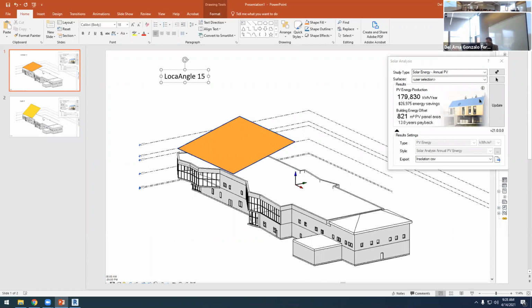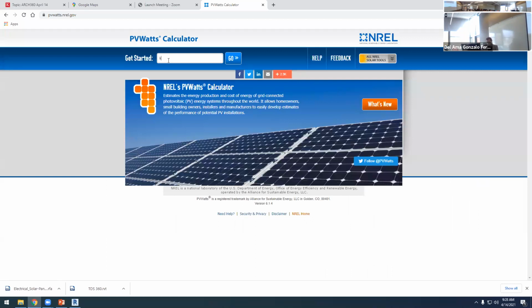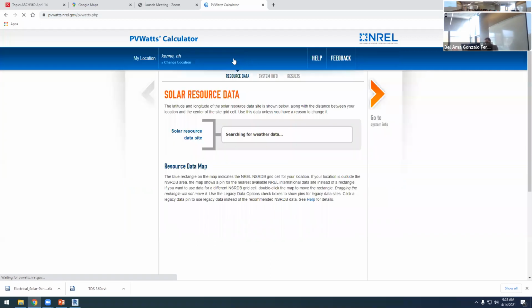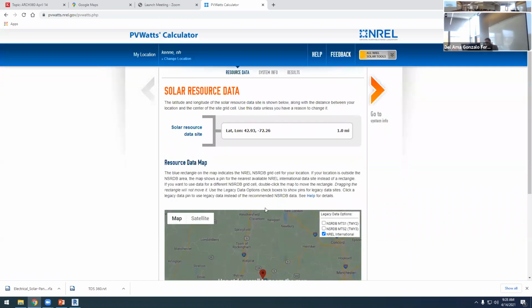Okay, so here we can type location, Keene, New Hampshire, angle 15. And here we can type location, Keene, New Hampshire, angle 40. So now we have to compare this to the values that we have in PV Watts. First, we need to make sure that we have the same location in New Hampshire. So it's in Keene.